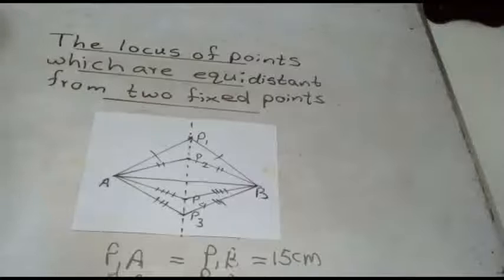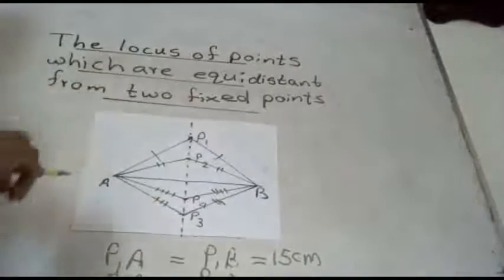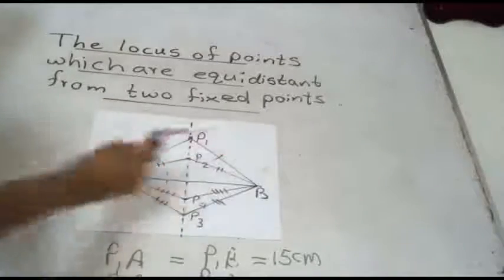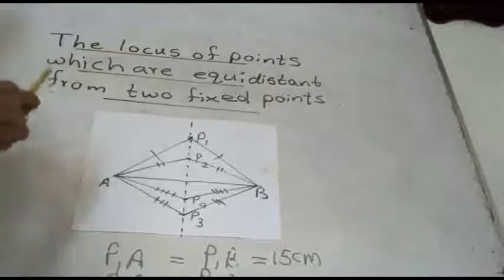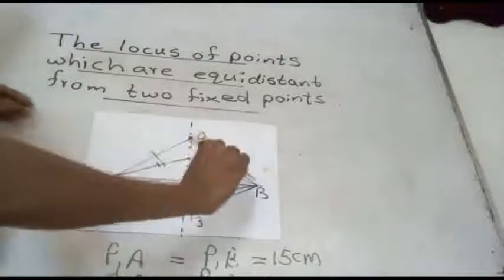Now check whether the distances from the points A and B to each of these points on the dashed line are equal and write your conclusion. We take any other point, this point, and this length is equal to this length.